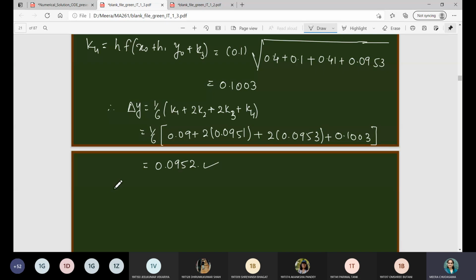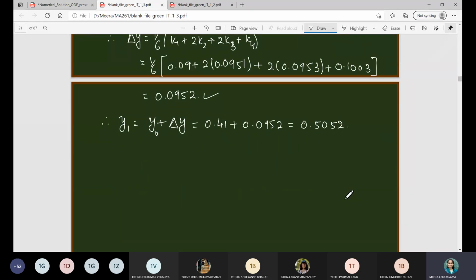Yes, ma'am. Okay. So therefore new approximation y1 will be y plus delta y, which is y0 plus delta y. y0 we have 0.41 plus 0.0952. So it will be 0.5052. Right? So this is what y1 is.